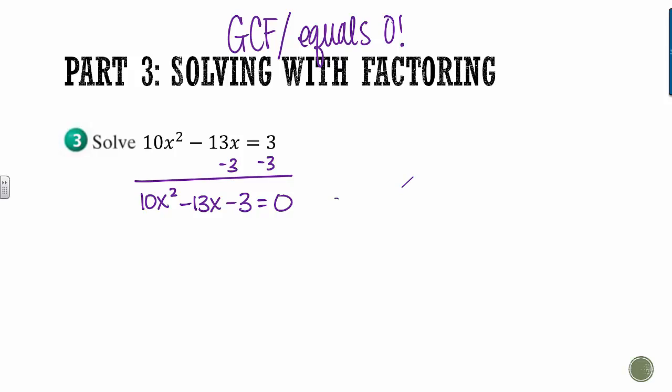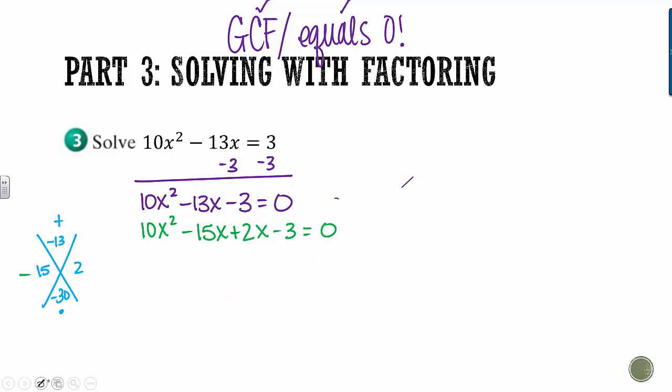So now that we've made it equal 0, we've checked for a GCF, we get to factor. So we need two numbers. They got to add to make the number in the middle, and multiply to make 10 times negative 3. And those two numbers are going to be 15 and 2. We got to make 15 negative to make this work. So because there's a number out front, I'm going to rewrite this and then factor by grouping.